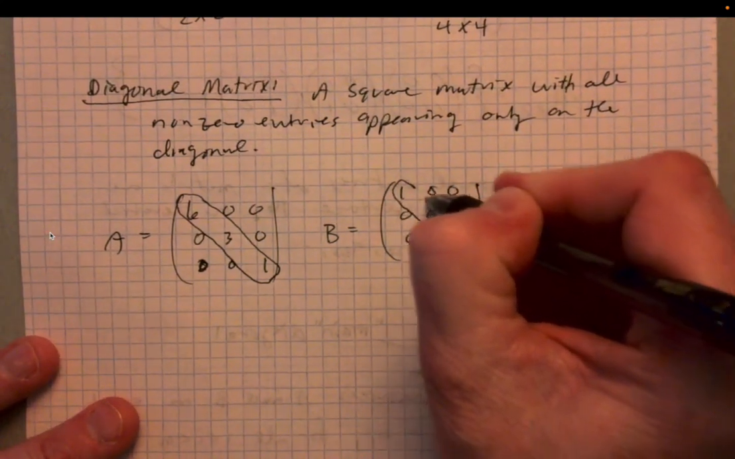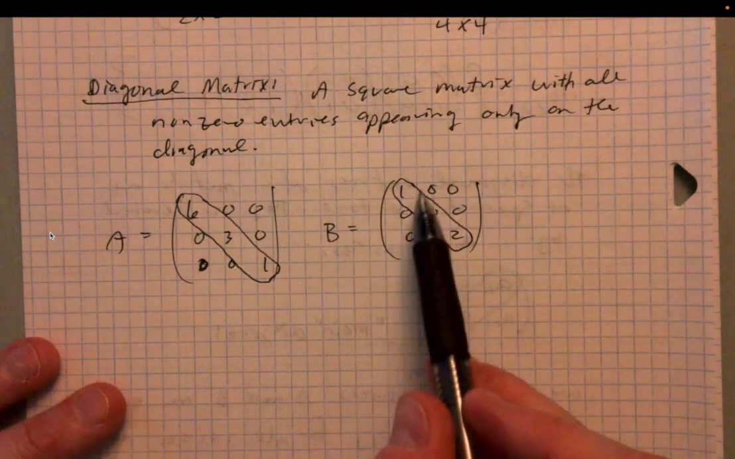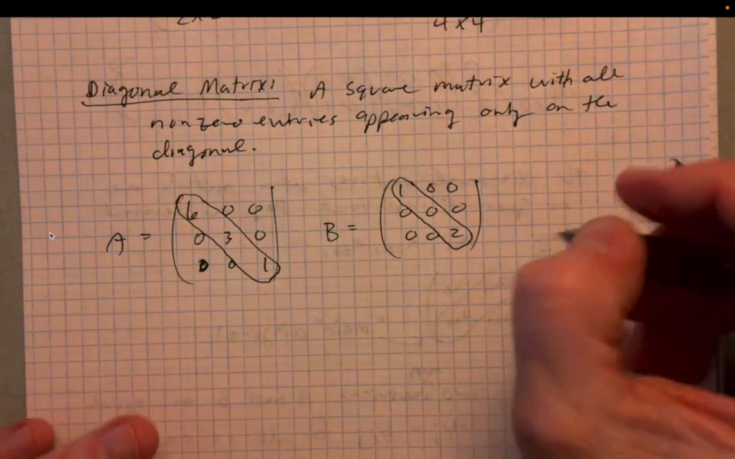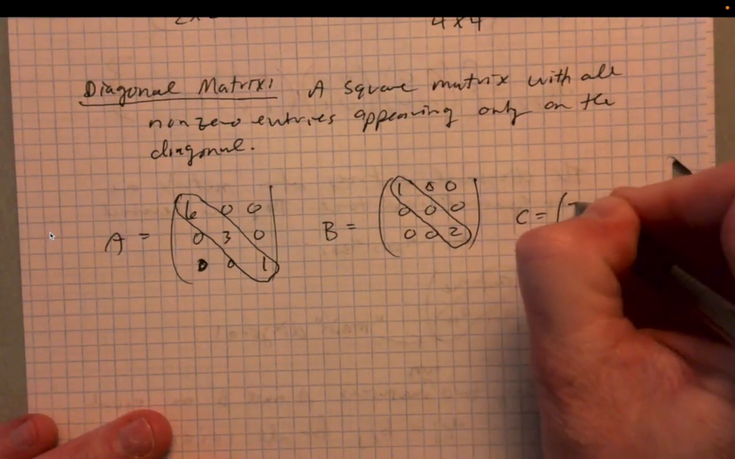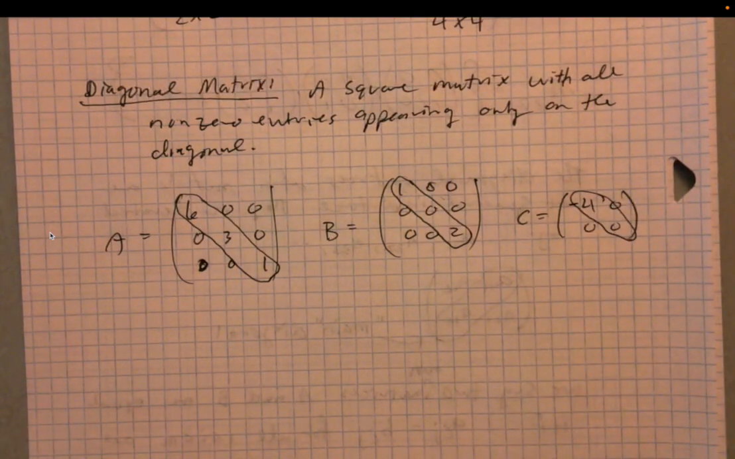This is another example of a diagonal matrix. Now in this case, all of the off-diagonal entries are 0, but you also have some diagonal entries that are 0, namely this one. And that's okay, because a diagonal matrix is all about what the off-diagonal entries are. The off-diagonal entries are all 0 here, so that makes it a diagonal matrix. And just one more example. Here's the case of a 2 by 2. This is a diagonal 2 by 2 matrix.